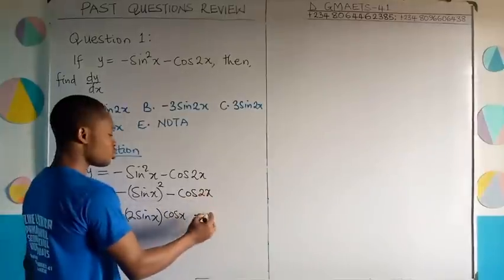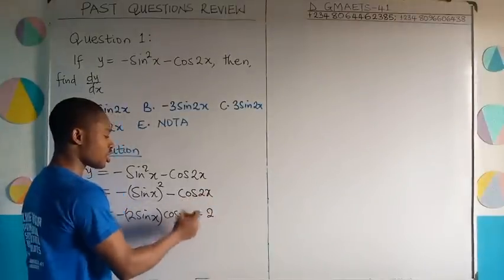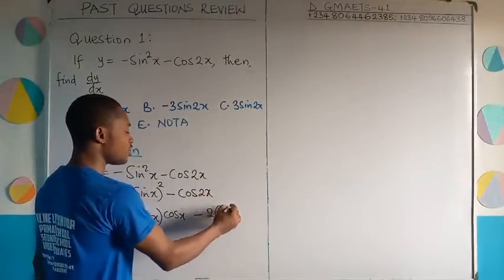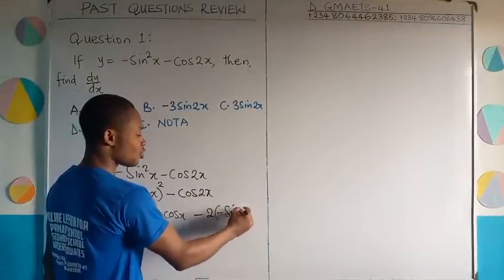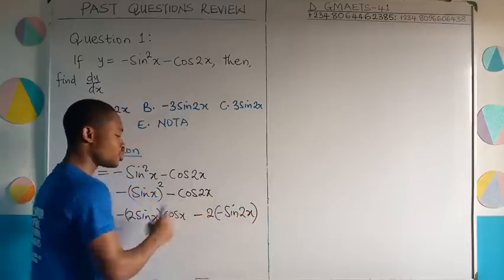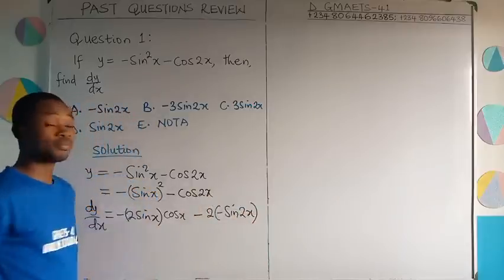If I differentiate 2x, I'm going to get 2. Differentiating cos is going to give us what? Minus sine. Minus sine what? Sine of this 2x.